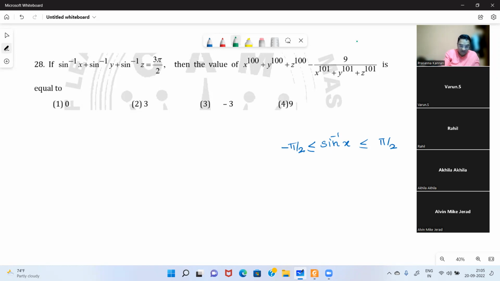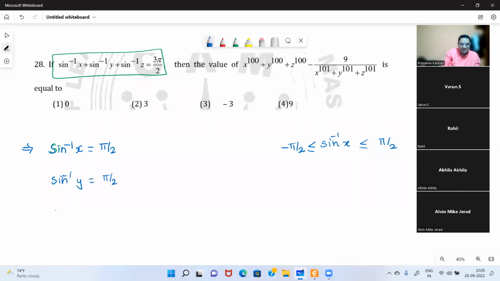Now, if the total of 3 things has to become 3 pi by 2, then each one of them has to be equal to their maximum value, which is pi by 2, exactly. Only then this is possible. Otherwise, the answer will be less than 3 pi by 2, correct? So sine inverse of x is equal to pi by 2, this implies, and sine inverse of y is equal to pi by 2, and sine inverse of z is also equal to pi by 2.